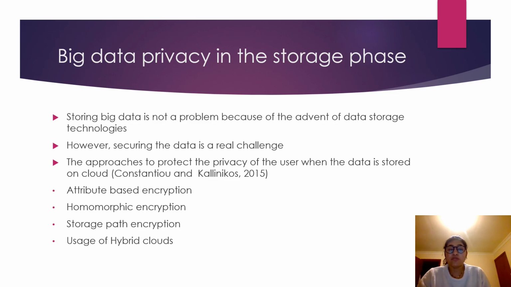The second one is homomorphic encryption, which is the type of encryption that allows functions to be computed on encrypted data. Third one is storage path encryption. It secures storage of big data on clouds. And the fourth one is uses of hybrid cloud. Hybrid cloud is used to blend on-premises, private cloud, and third-party public cloud services, with orchestration between the two platforms.